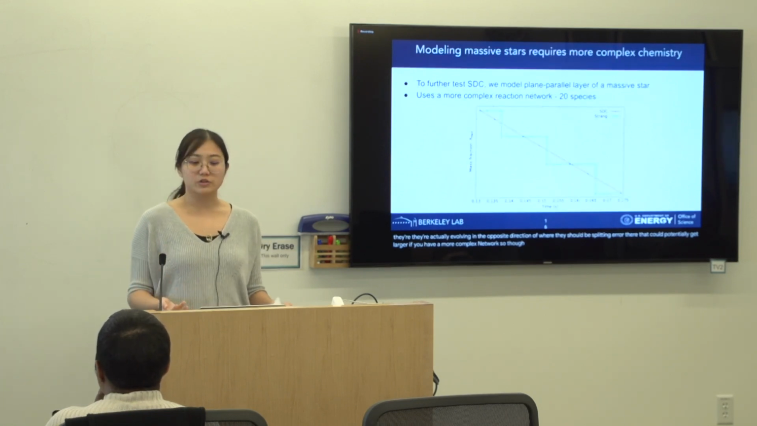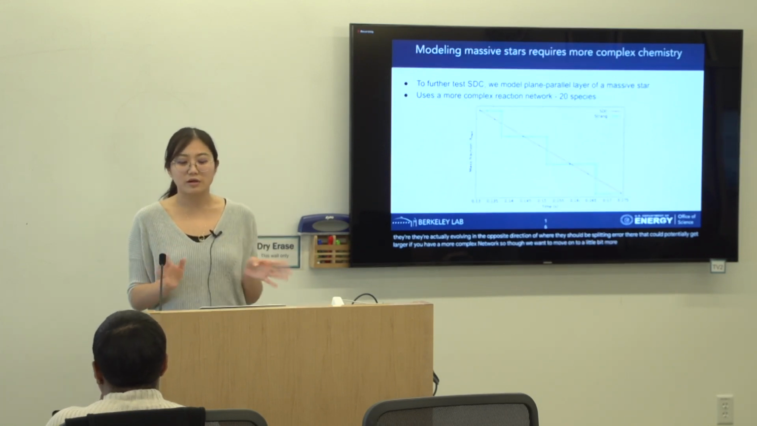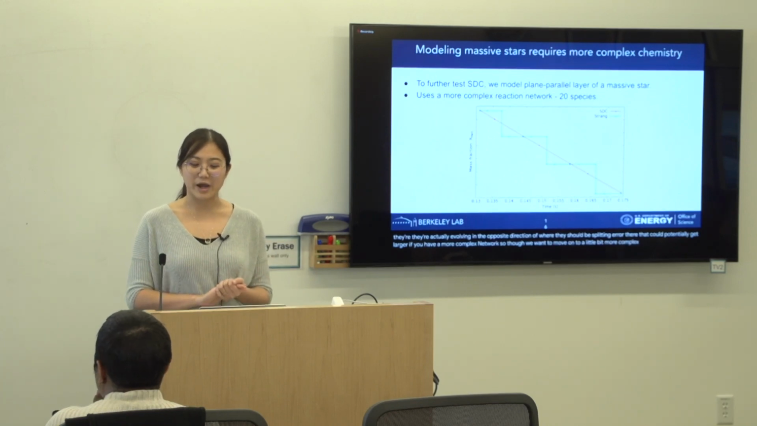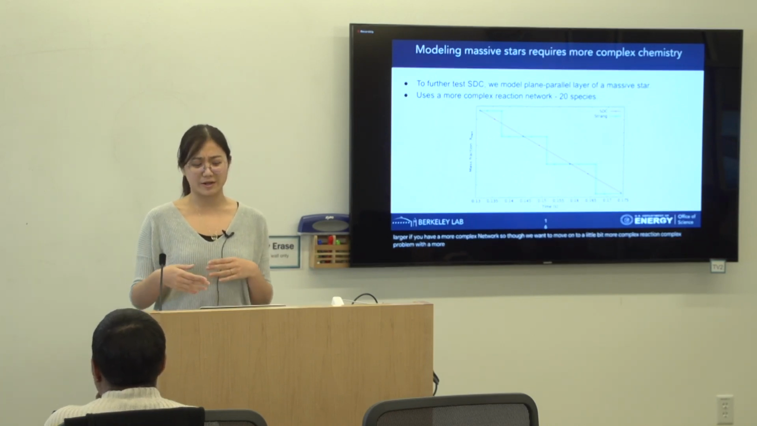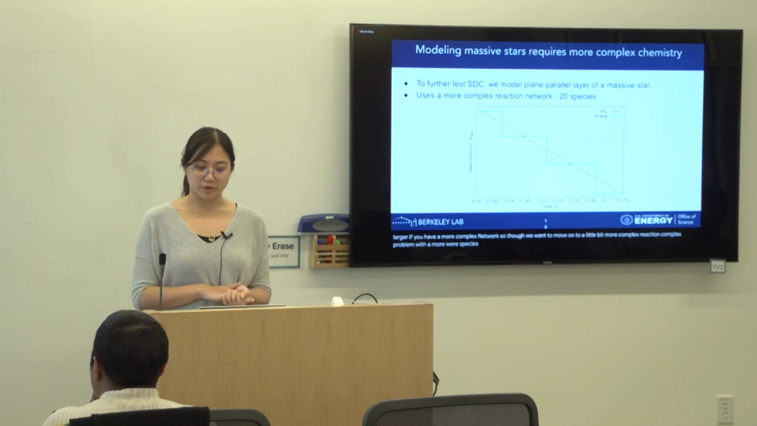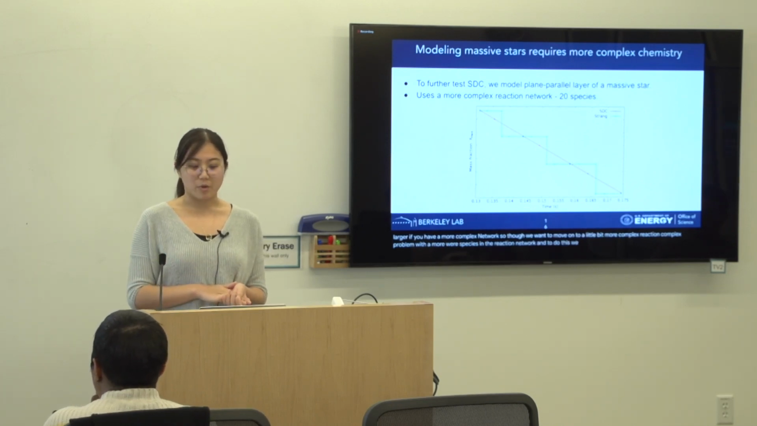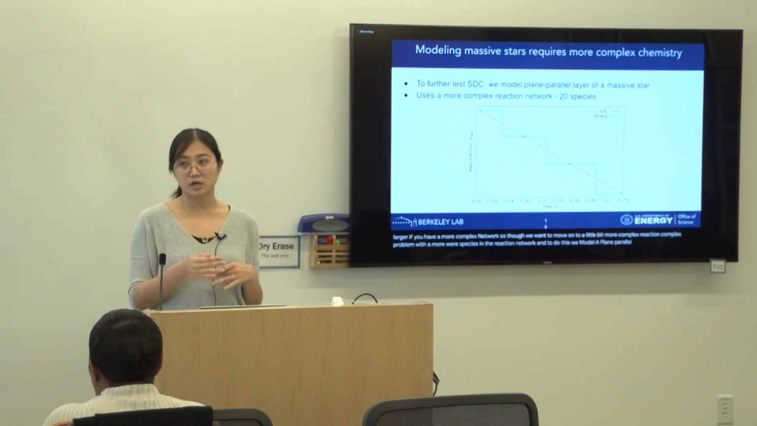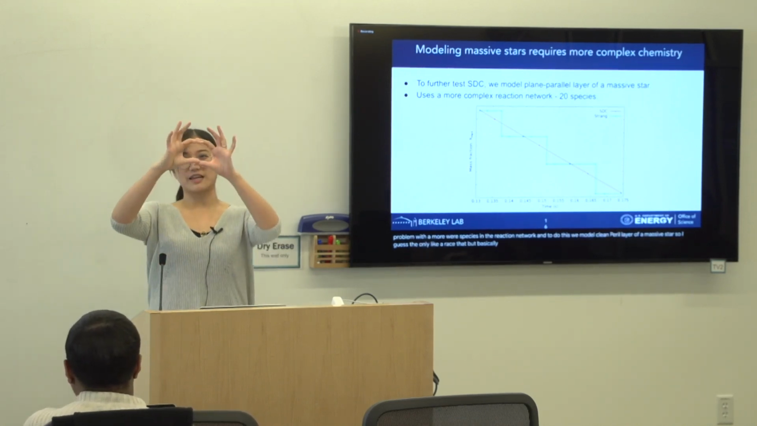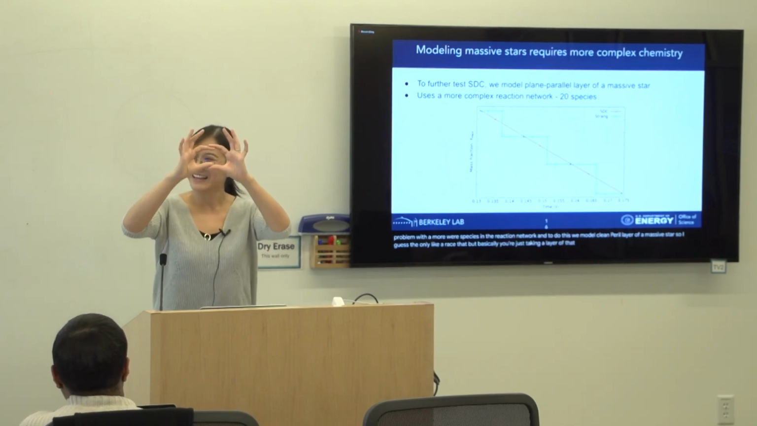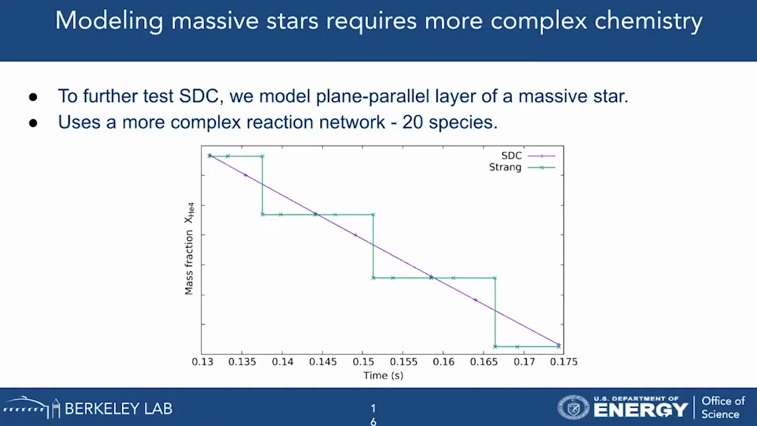So now we want to move on to a more complex problem with more species in the reaction network. To do this, we model a plane parallel layer of a massive star. Basically, you're just taking a layer of that star and stepping it through time to see what happens. This uses a more complex reaction network of 20 species now.